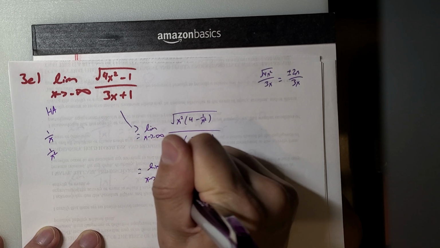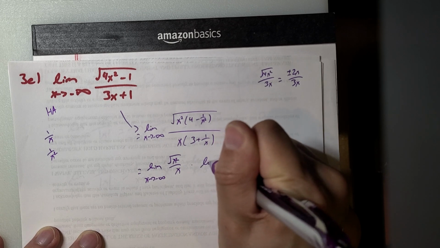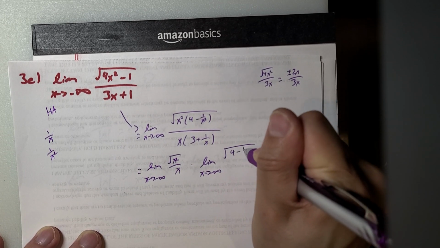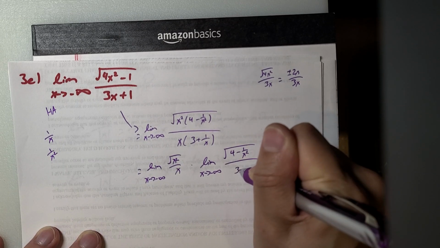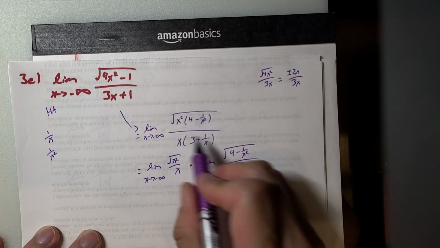Now I like to use our properties of limits to break this up into two limits. Limit as x goes to minus infinity of square root of x squared over x, times limit as x goes to minus infinity of the remainder, 4 minus 1 over x squared over 3 plus 1 over x. Okay, this is properties of limits. So you can break up a product into two limits.